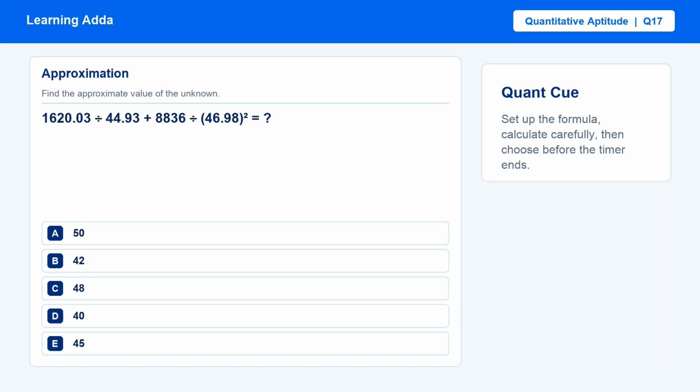Question 17. 1620.03 divided by 44.93 plus 8836 divided by 46.98 squared is equal to? Option A, 50. Option B, 42. Option C, 1948. Option D, 40. Option E, 45. The timer starts now.